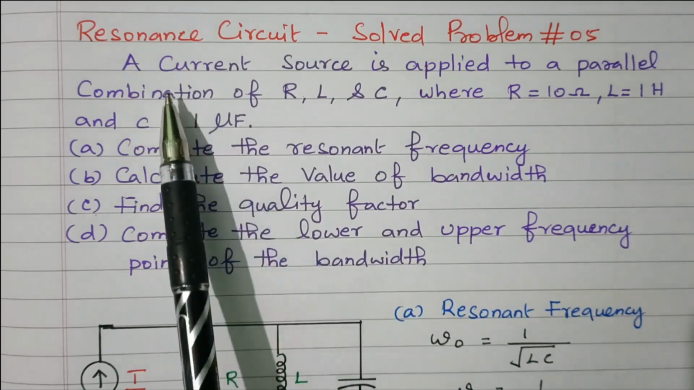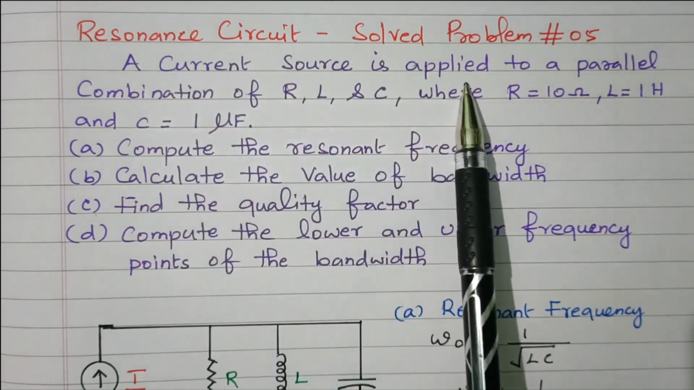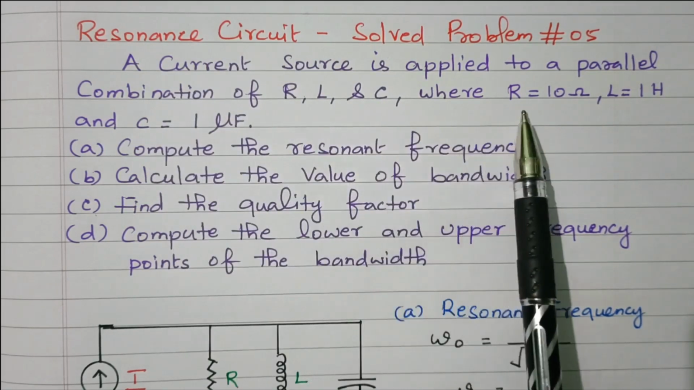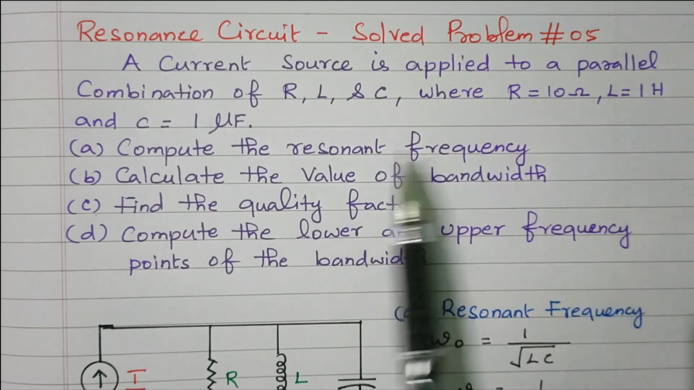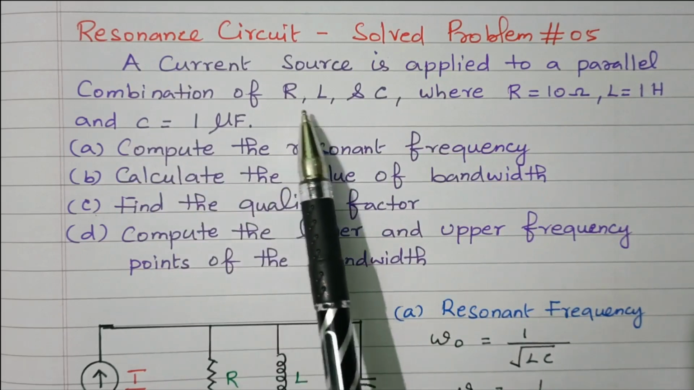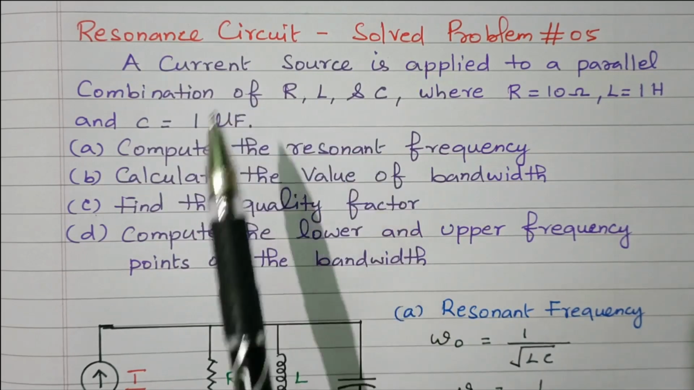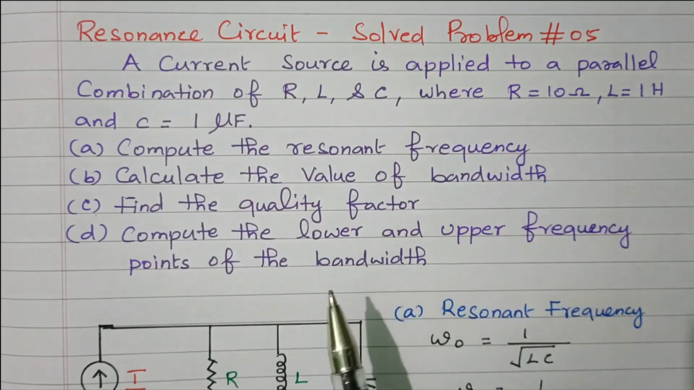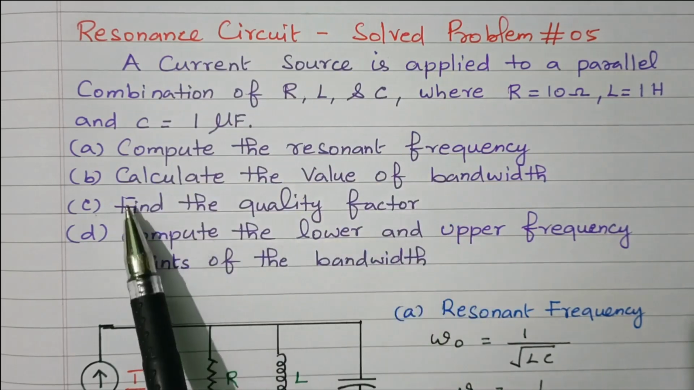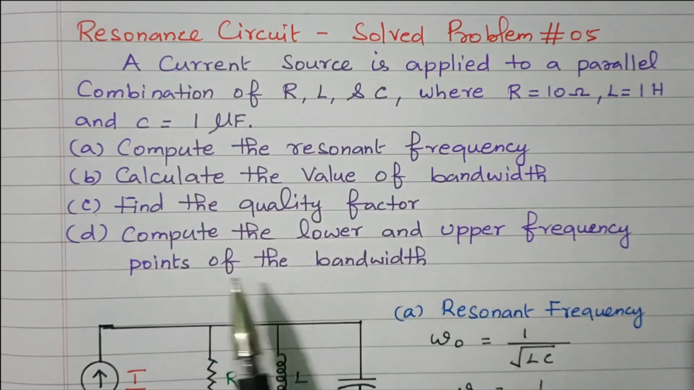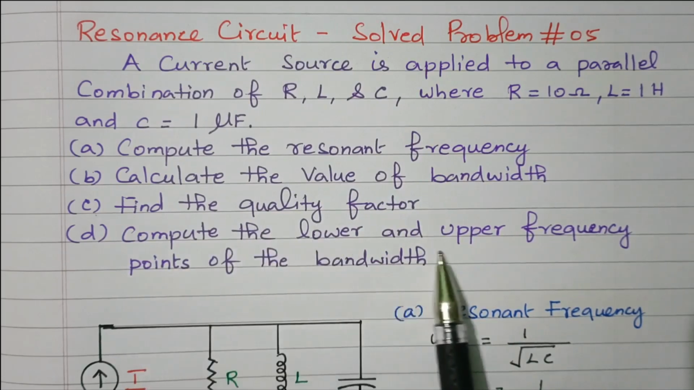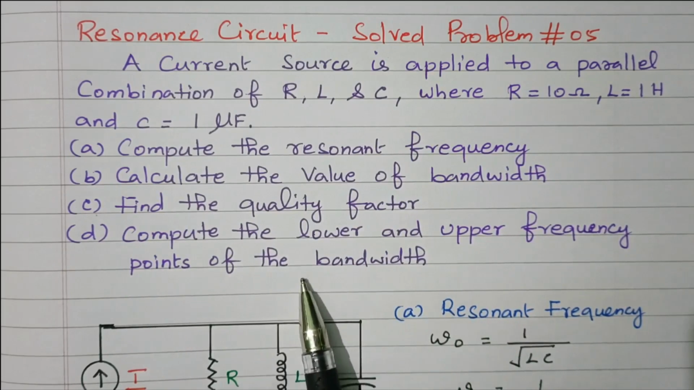Now we'll go to the problem. A current source is applied to the parallel combination of R, L and C, where the R value is 10 ohm, L equal to 1 Henry and C equal to 1 microfarad. So a parallel RLC is available, in that a current source is applied. The values are given. First one, we need to compute the resonant frequency. Second one, calculate the value of bandwidth. Third one, quality factor. Fourth one, compute the lower and upper frequency points of the bandwidth.